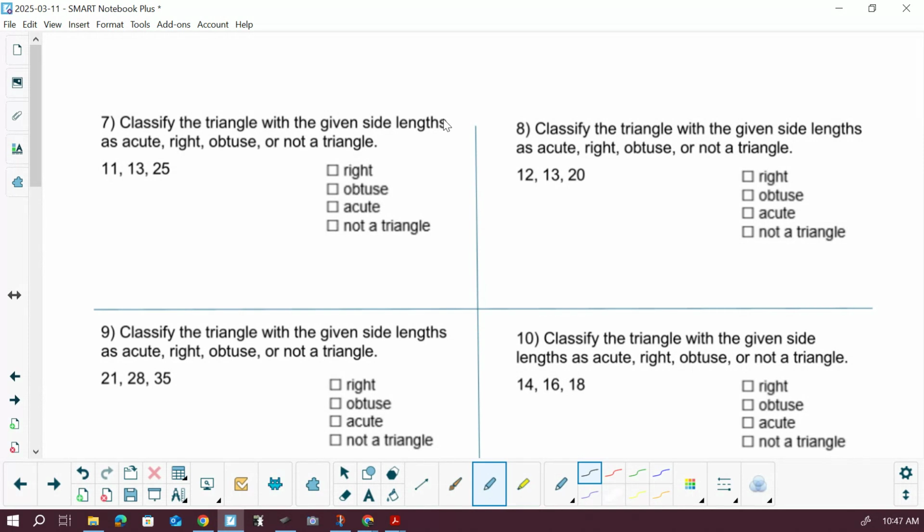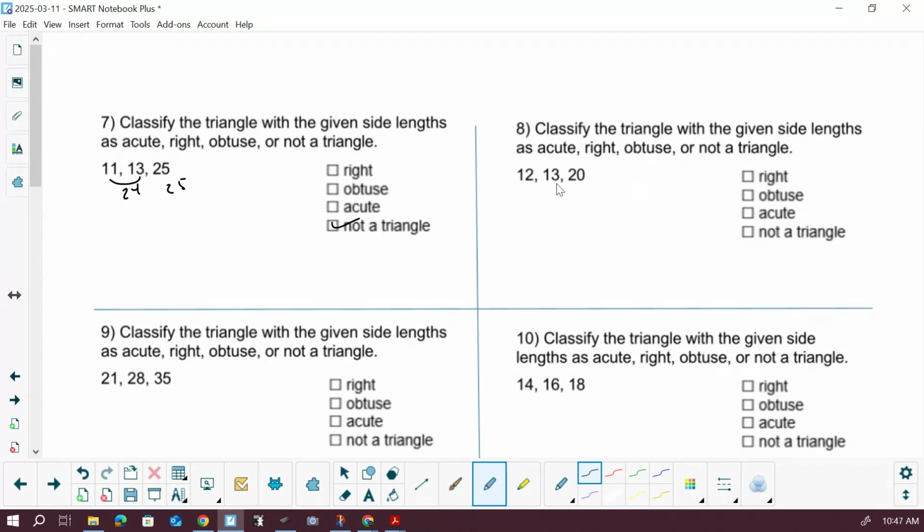Classifying the triangle. First, we got to figure out, is it a triangle? Okay, so the two smaller numbers have to be bigger than the bigger number. So 11 plus 13 is 24. It's not bigger than 25. So this is not a triangle. We don't have to do anything else.